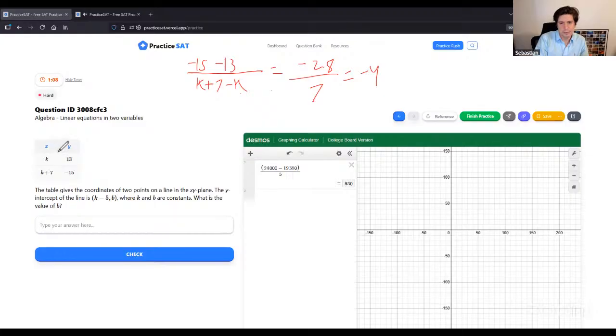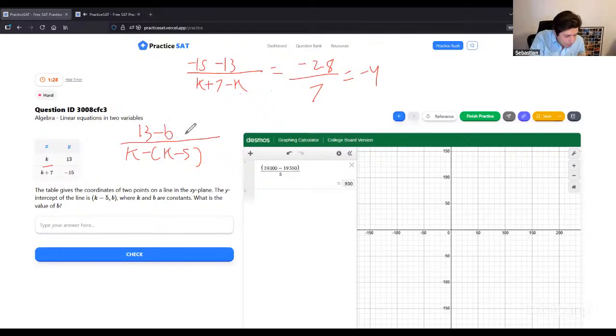So you could make an equation like this, right? We'll do k minus k minus 5 on the bottom over 13 minus b. Just equate it to k minus 5 equals 0.